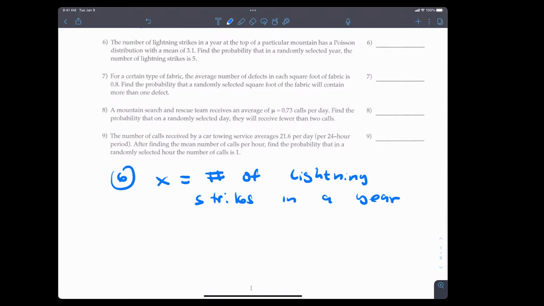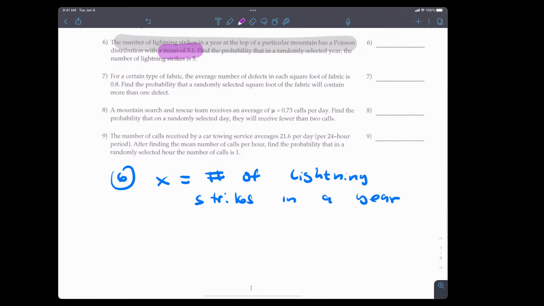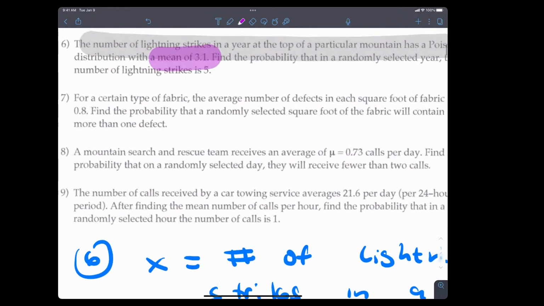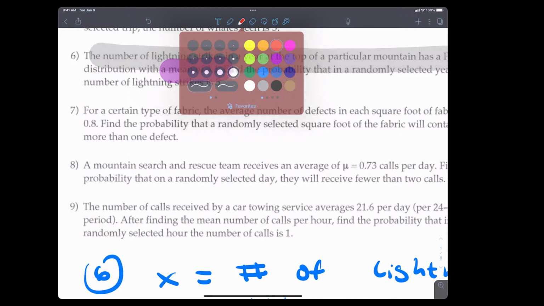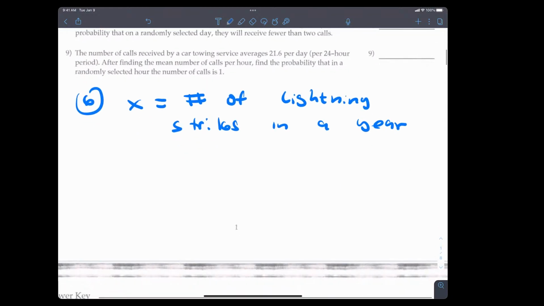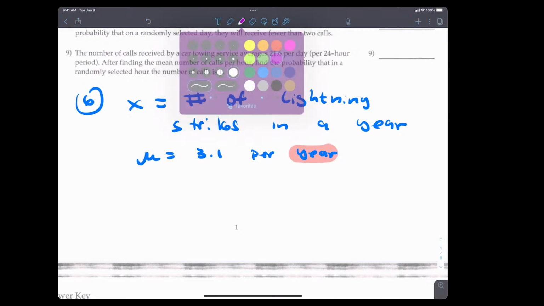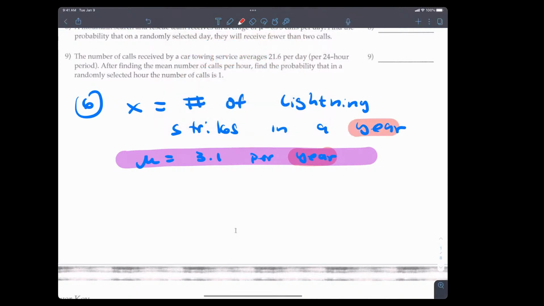Number 6. That's what they say in this first portion, and they say more than that. They say with a mean of 3.1. Okay, I'm going to leave it there so you guys can see the number of lightning strikes in a year. That's the interval. It has a Poisson distribution with a mean of 3.1, and that's per year. So mu here is 3.1 per year for number 6. This is what they gave us, and I usually put the mean in purple, so I want to make sure you guys see that. And again, the interval here is a year.